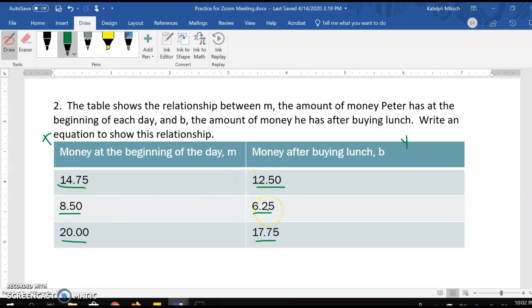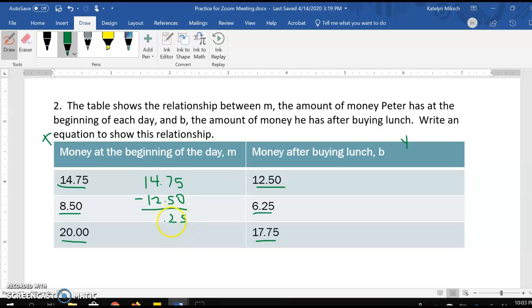$8.50 minus what number would give me $6.25? You could pick any set of numbers you want, whatever looks easiest to you, but I would set up a quick subtraction problem and just see what is being subtracted here. So we have $14.75, we buy lunch. After that, we have $12.50 left. So to figure out the change, we can quickly subtract.